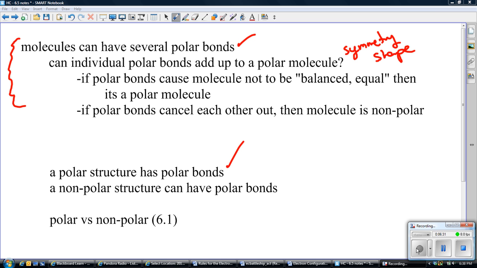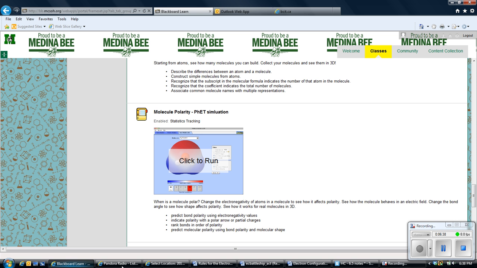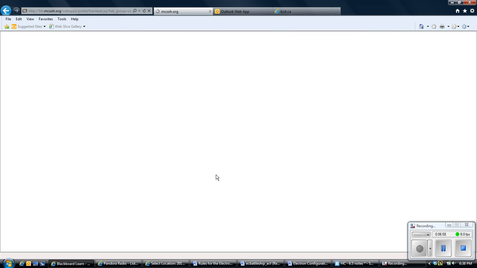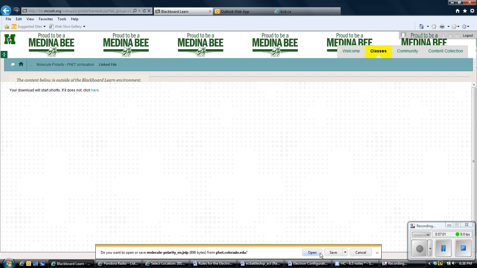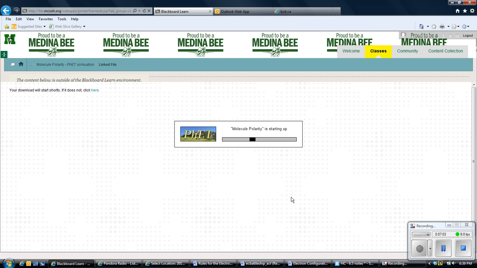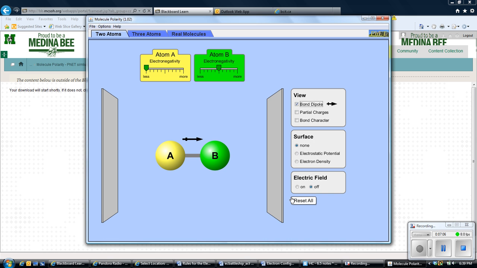Alright, what I want to show you is a simulation I have set up. We're going to be using more and more of these as we get into different things. So in your Blackboard, in section 5, there's a simulation called Molecular Polarity by the PhET simulation. What I'm going to have you do is click on this, and we're going to run it. It is Java based, so you can follow along with what I'm doing. You're going to open it, and it's pretty neat. You can see some things here.